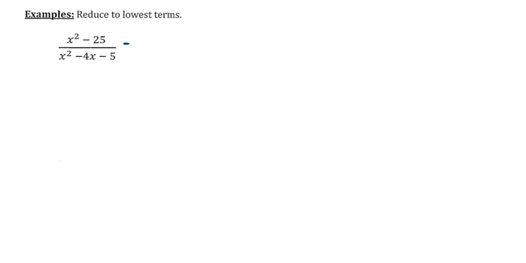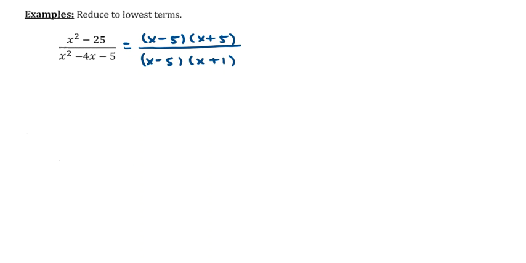To start things out, you want to factor both the numerator and denominator polynomials. So for instance, on top we have a difference of two squares, and that's going to factor as x minus 5 times quantity x plus 5. And in the bottom, we're looking for factors of negative 5 to add up to negative 4, and that's because the leading coefficient here is 1. So those would be a negative 5 and positive 1, so that factors as x minus 5 times quantity x plus 1. And if you weren't sure about that factorization there, you would go ahead and FOIL it out.